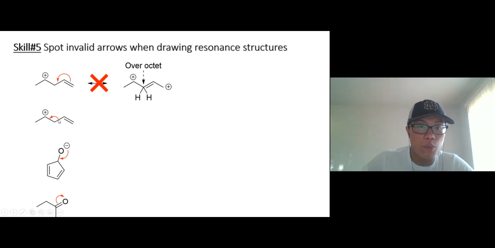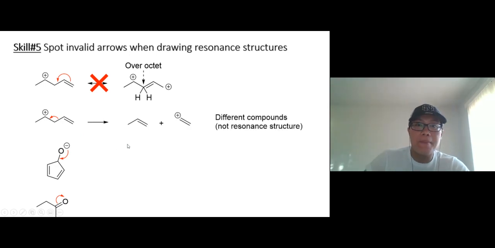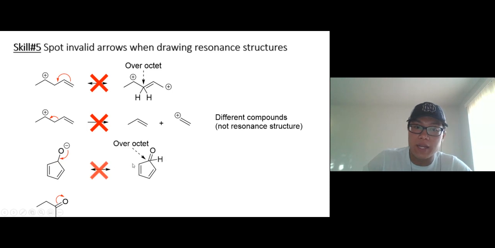All right. Next one. What's wrong with this arrow? Well, you break a sigma bond. This is not a resonance structure. You're making a reaction. When you do a reaction, you break a sigma bond. Resonance structures don't break a sigma bond. They are the same compound. So nope, not that. You can't draw that. All right, next one. This one should be easy. If you draw this arrow, this carbon right here is going to be over octet. Can't draw that either.